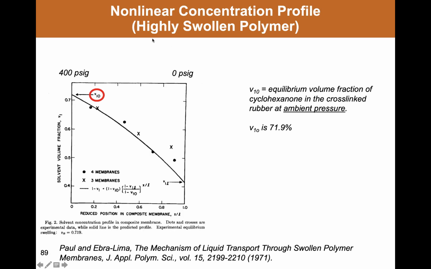In a material that is highly swollen, like the rubbers that Paul used, the volume fraction of cyclohexanone absorbed by this rubber is about 72 volume percent. So it's only 28% polymer. The rest of it is solvent. And so in a system that's highly swollen, you do see a bit of a bend in the concentration gradient that comes about just as a result of the expression that's shown here.